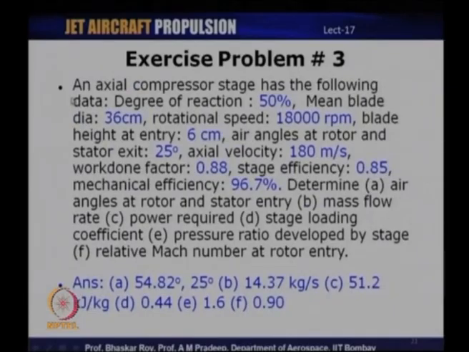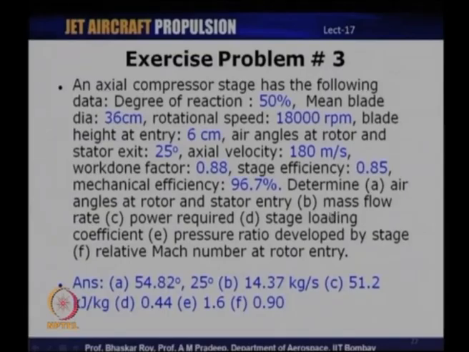Problem number 3: an axial flow compressor stage has the following data. Degree of reaction is 50%, the mean blade diameter is 36 centimeter, rotational speed is 18,000 rpm, blade height at entry is 6 centimeters, air angles at the rotor and stator exit are 25 degrees, axial velocity is 180 meters per second, work done factor is 0.88, stage efficiency is 0.85, mechanical efficiency is 96.7%. Determine part A the air angles at the rotor and stator entry, part B mass flow rate, part C power required, part D the stage loading coefficient, part E pressure ratio developed by the stage, and part F that is relative Mach number at the rotor entry.